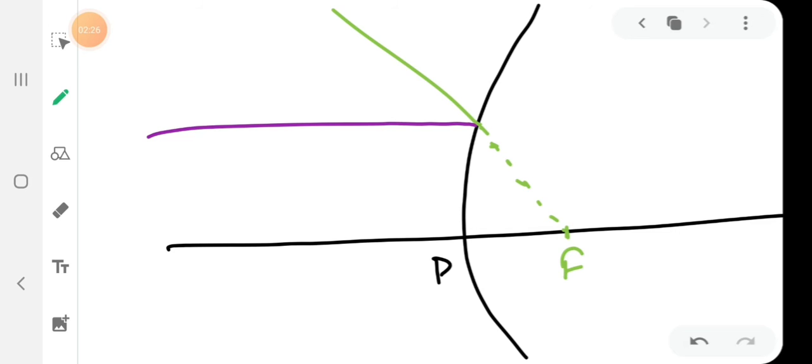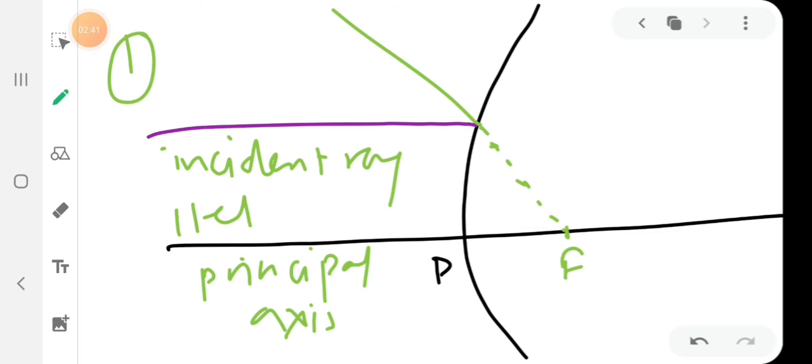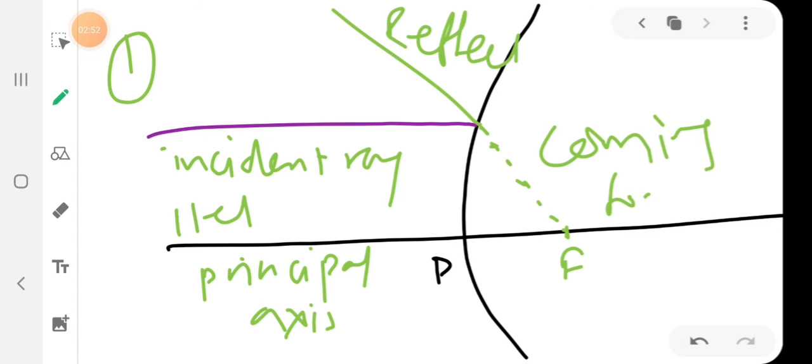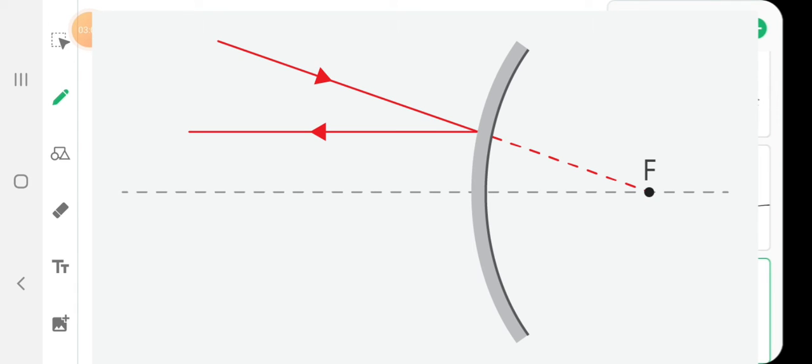So rule 1, the first rule for the convex mirror, is that when an incident ray is parallel to the principal axis, then the reflected ray appears to be coming from the focus. In words you may write that when the incident ray is parallel to the principal axis, the reflected ray appears to be coming from the focus.